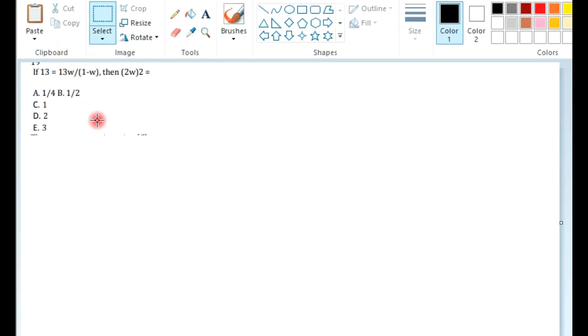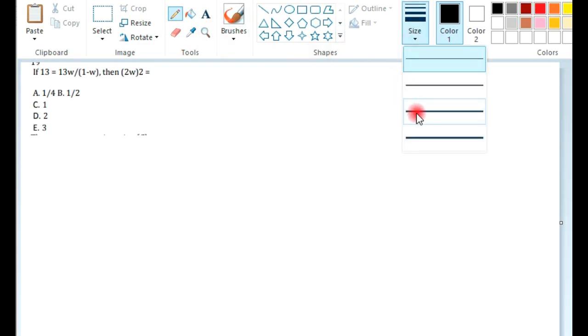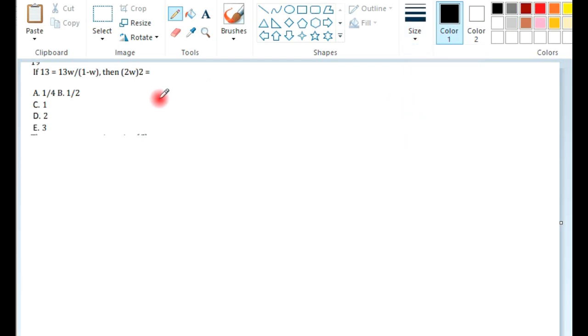So we have this 13. So we have this guy here all over here. Let me use this. And we have 13 is equal to 13w upon 1 minus w, right? Then what is 2w? So the best thing to do here is to get the value of w. So we can cross multiply.